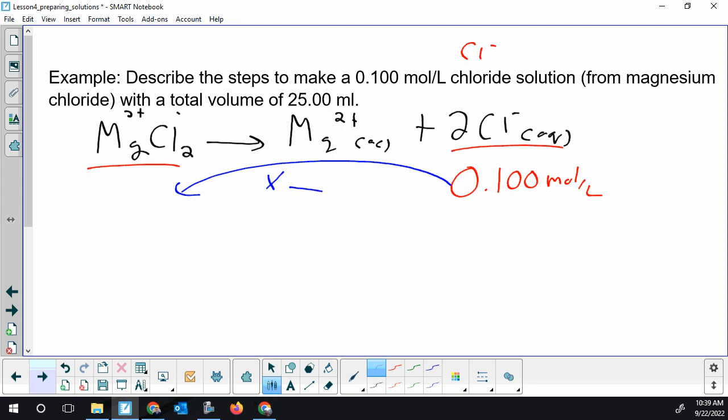Let's see. So I want to know how much of the pure solid I want to weigh out in what volume. Okay? Because I can't weigh out chloride. There is no chloride bottle. That's why we're doing this step. So we require magnesium chloride, which is a 1. Our given in this layout is chloride. We know that concentration, so multiply by 1, divide by 2. So if we can make a 0.0500 mole per liter magnesium chloride concentration, it'll give us that 0.1 chloride that we wanted.